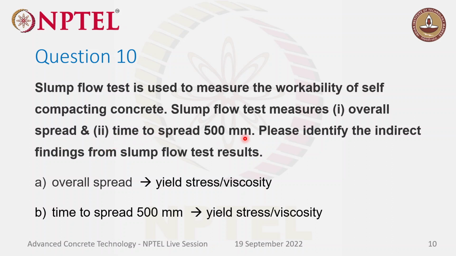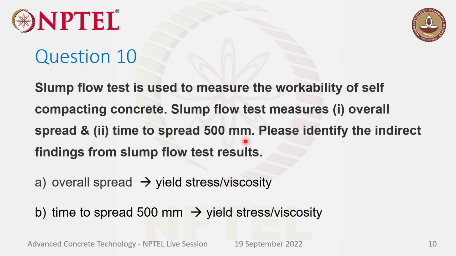So we'll start the timer once we lift the slump cone, and then we'll measure from rest how much time it requires to reach the 500 mm diameter. Overall spread will be even up to 600, 700, 800 mm. But what is the time required to reach the 500 mm first?